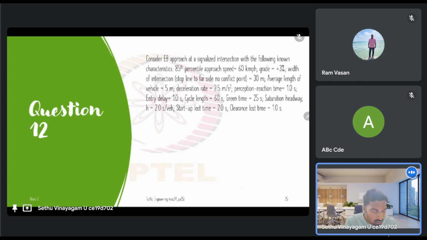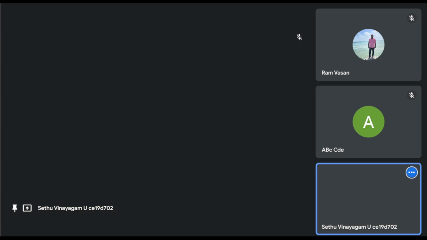So this is the signal configuration that we have, with different parameter values. What we want to find first is the yellow change interval in seconds for this eastbound approach. Maybe two minutes. You have to find the yellow change interval, which is small y, small y_i, where i is the eastbound approach.